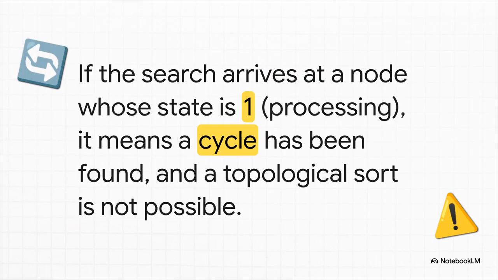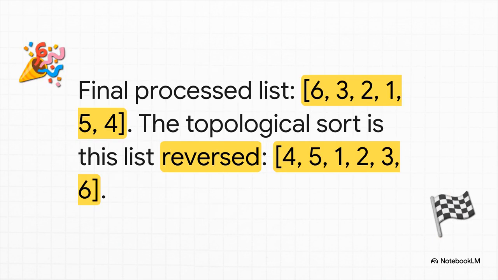You know, this three-state system is also super clever because it gives us a built-in cycle detector. Let's say during our search, we stumble upon a node that's already marked as in progress, that's state 1. What does that mean? It means we've somehow circled back to a task that we haven't even finished yet. And boom, that's a cycle. If you find a cycle, a topological sort is impossible. Game over.